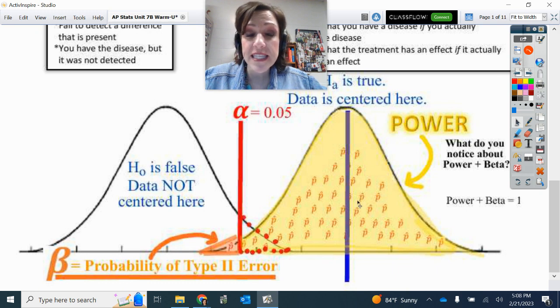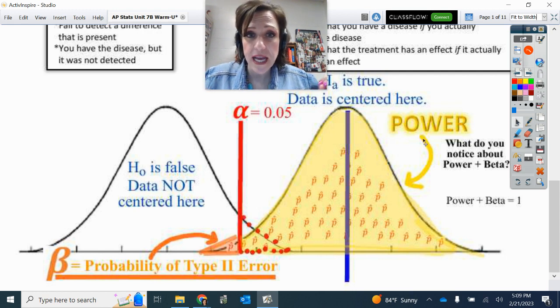Type 2, of course, the opposite. So there is an effect happening. The null is false. So the H0 is false. HA is true. Something is happening. So there is an effect. You do have the disease. The medicine does work better. All of those things are good, but you did not detect that. So you failed to detect the change. You didn't see that it was significantly better or worse or whatever. Okay, that was type 2 error. You had the disease, it wasn't detected.